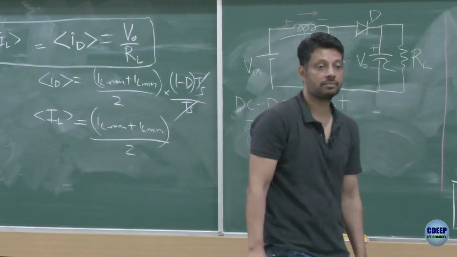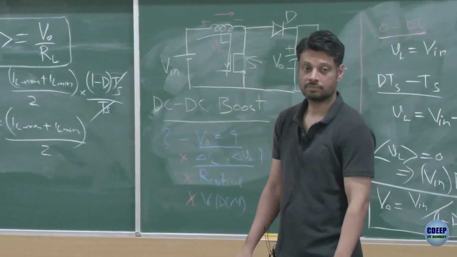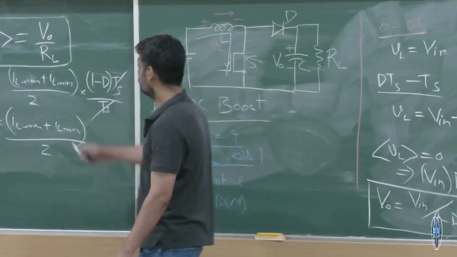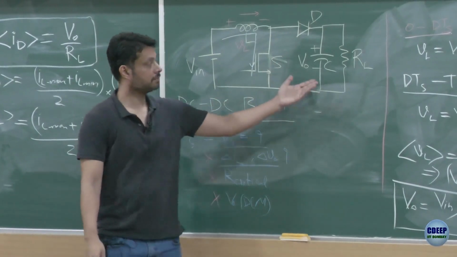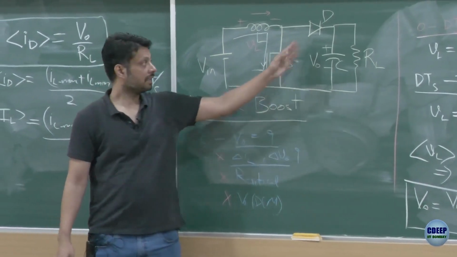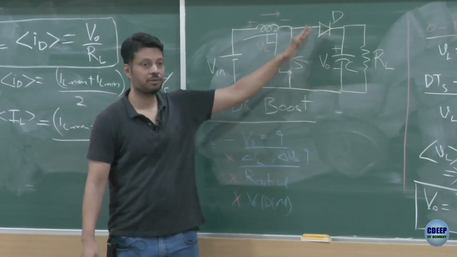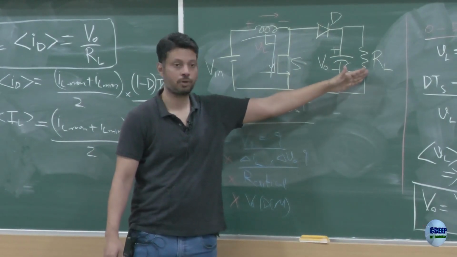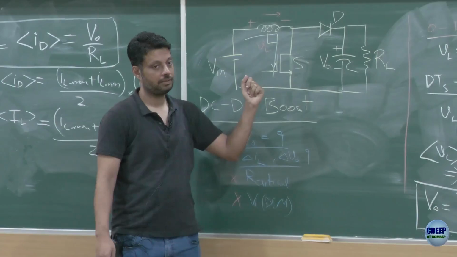Question? Right. Why will the average diode current be equal to Vo by RL? Okay, look at this picture here. There is a diode here, there is a capacitor here, there is a resistance here. Imagine instead of diode there is a current source, this is a capacitor, this current is almost constant. You got the answer, right?